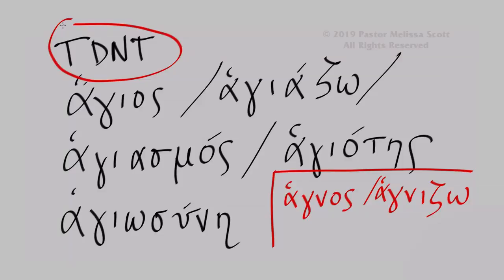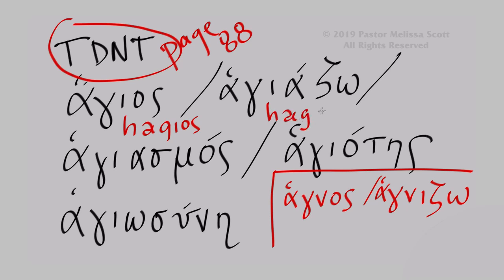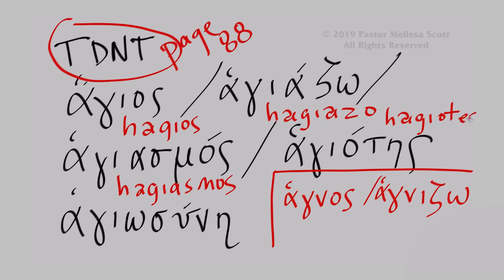If you were to look up this word group in the Theological Dictionary, it occurs on page 88 if you have one of these, and if you don't, you can probably look it up online or take my word. Now, when we look at these words, this one is hagios, this one is hagiazo. I need to do this to show you why: hagiasmos, hagiotes, I'll write it just like it looks, and here, hagiosune.